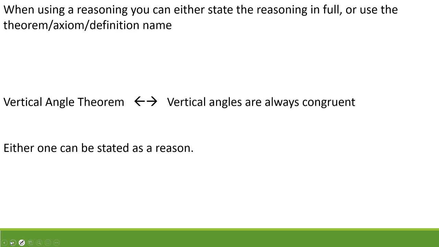So, again, I know this is kind of a long one, so stick with me, just a little bit more to go. When we're stating reasonings, we can state them in full, or we can just state the theorem, axiom, or definition name. So remember, vertical angles are always equal, right? So this angle is always congruent to that angle because they're vertical. So you can either say as a reasoning, vertical angle theorem, or you can say that vertical angles are always congruent. Some people get hung up on what to say as a reasoning. If you don't remember what the theorem's name is, because eventually we'll have a lot of these theorems, but you know what it says, you can just write down what it says instead. So the vertical angle theorem says that vertical angles are always congruent. You can just write that down if you don't remember that it's called the vertical angle theorem.